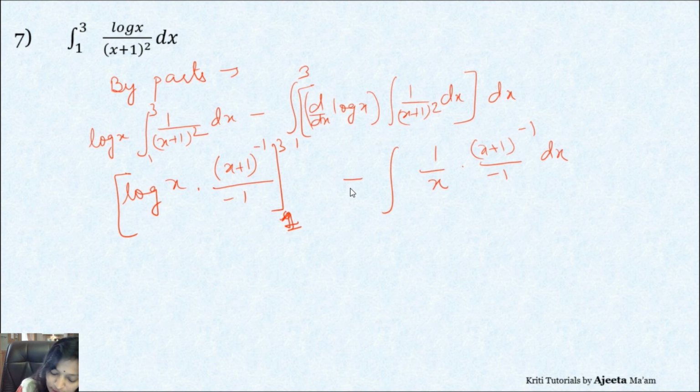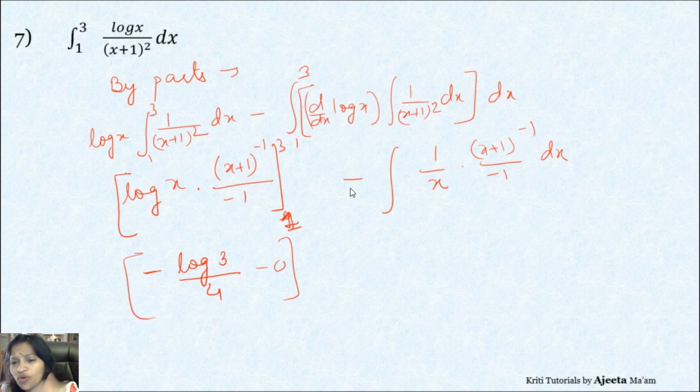Clear? So now let's apply the limits here. So minus log 3 upon 4 you get, and then if you put 1, log 1 will be 0, so I'm not writing it. Simply I'm writing 0. So that's easy. You do not need to show what you get, log 0 upon something or log 1 upon something. So this will be your answer.